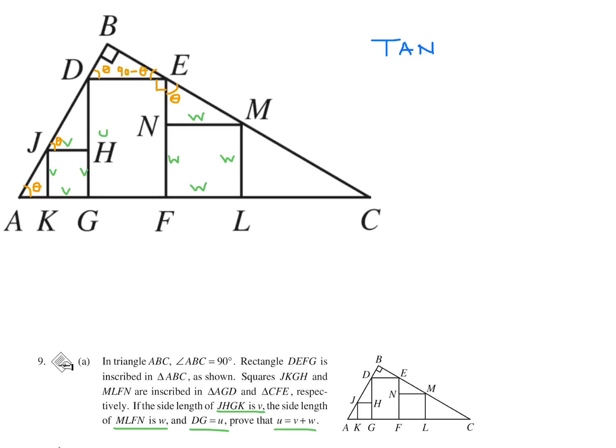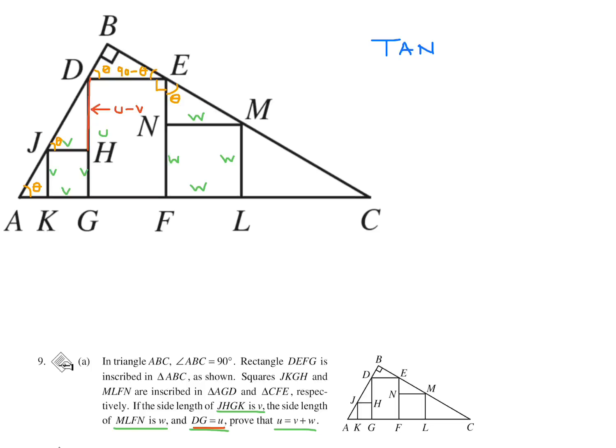I have to label this side right here, from D down to that point. Okay? Now, from D all the way down to G is U, right there. They even tell you that DG is U. And H down to G is V. That's just the side of a square. So that means that this red line that I wrote has to be U minus V. Okay? That's just simple subtraction.